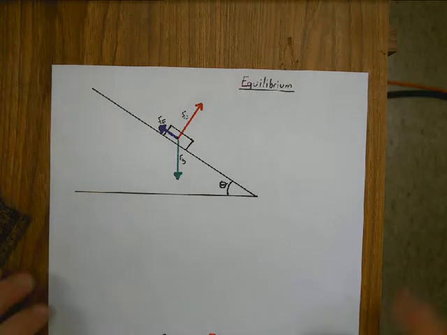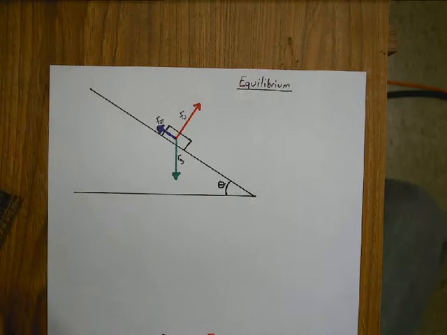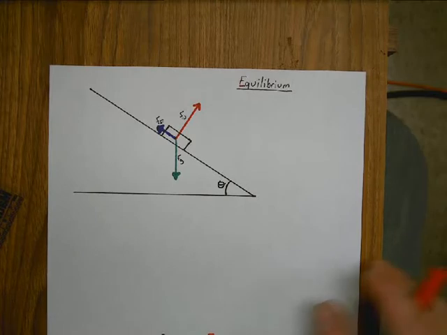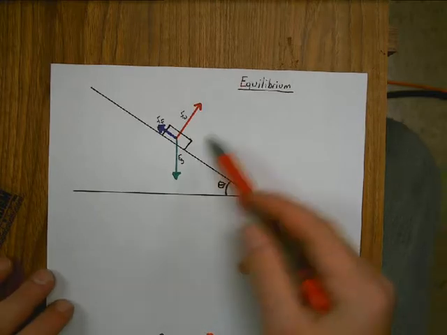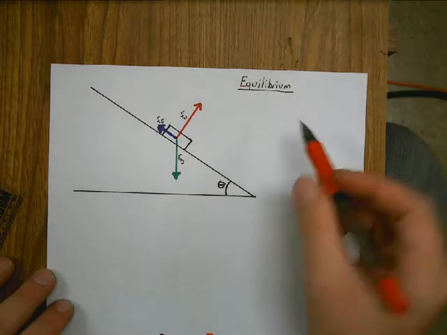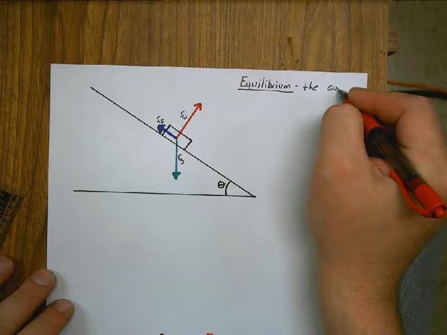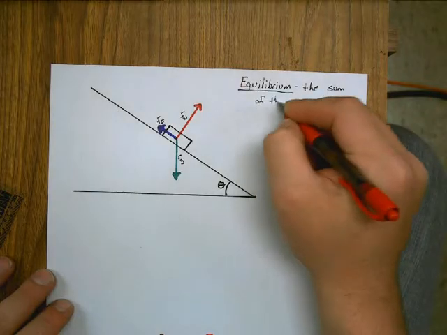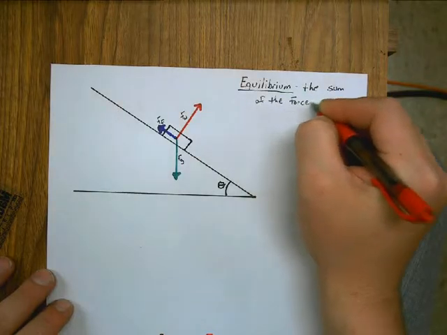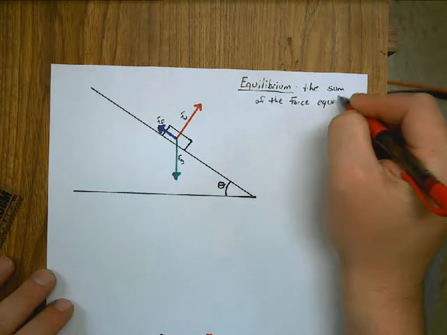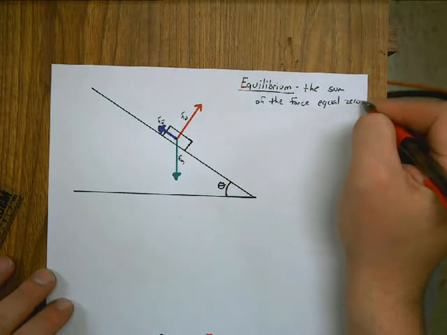All right. In this lesson, we're going to talk about equilibrium and also what happens if we have an applied force that is not along the plane or perpendicular to it. I want to take us back and review what equilibrium means. Equilibrium means that the sum of the forces equals zero. So if I add up all of my forces together, the sum is zero.